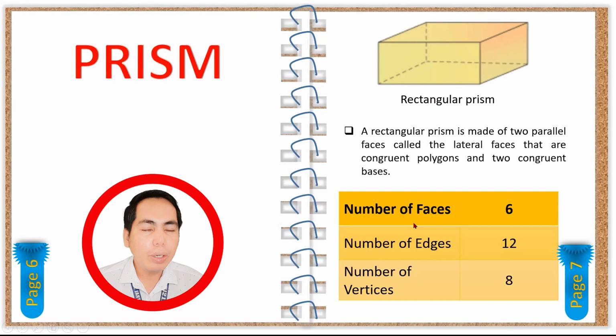Now, the rectangular prism has 6 faces. So, you have 1, 2, 3, 4, 5, and 6. The faces include the two bases. Number of edges. So we have here 1, 2, 3, 4. So 4 also on the other end. So 8, 9, 10, 11, 12. So there are 12 edges. How about vertices? So we have 1, 2, 3, 4, 5, 6, 7, 8. So there are 8 vertices. So this is a rectangular prism.